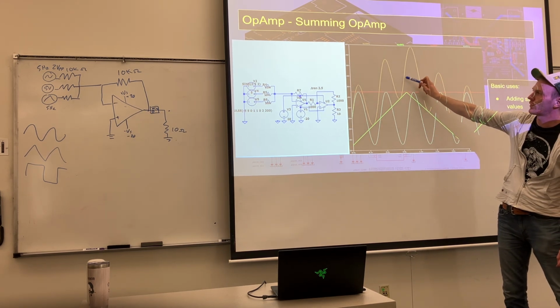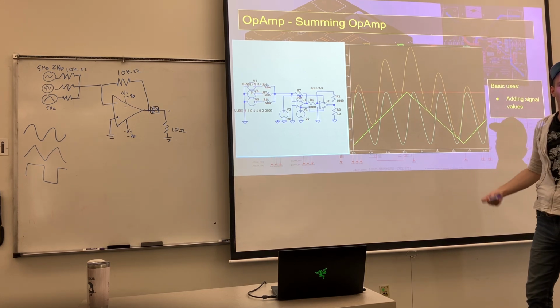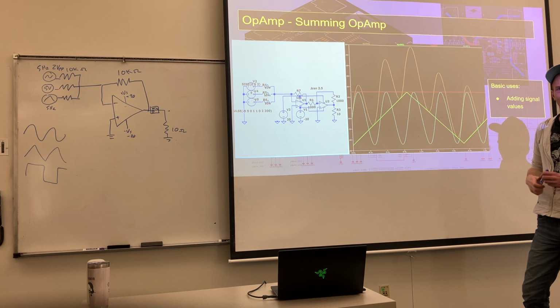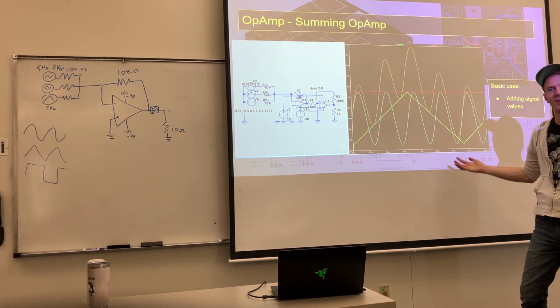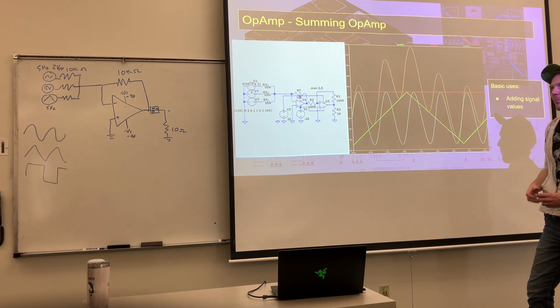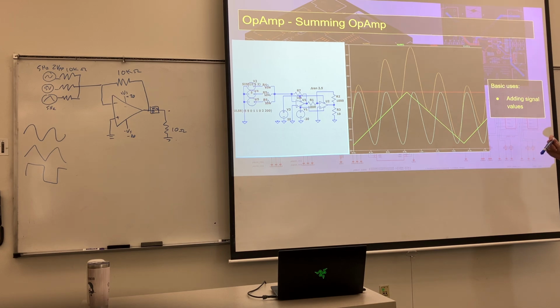Our output is this kind of orangish brown line. So it's taking all 3 of these. The boring version of this is you literally just take a 5 volt DC, a 3 volt DC, a 2 volt DC, and you get 10 volts out, right? That's the easy, kind of boring one. And I thought I would hopefully not confuse you guys by saying we don't have to just sum DC. We can sum wacky stuff.